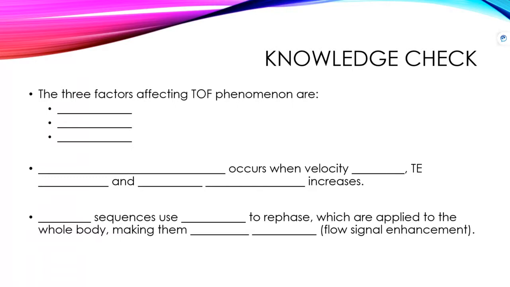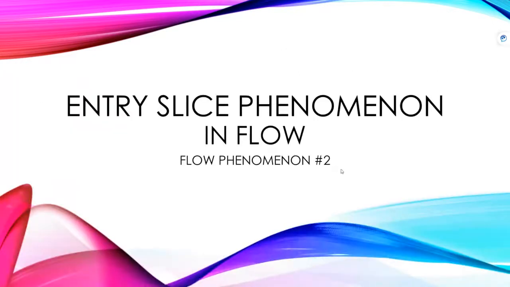Flow sensitive. Yes, perfect. So GRE sequences, yeah, pat yourself on the back. GRE sequences use gradients to rephase, which are applied to the whole body, making them flow sensitive. The sequences are flow sensitive, not the gradients. All right, cool. So that was the first phenomenon, time of flight. Remember, there's 3 phenomena: time of flight, entry slice, and intravoxel.